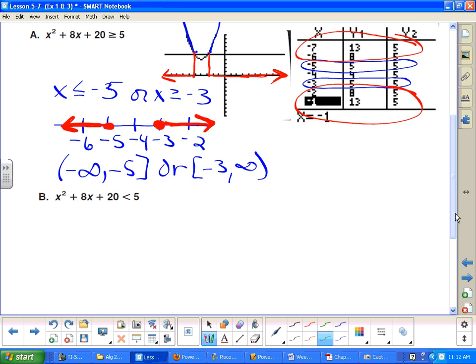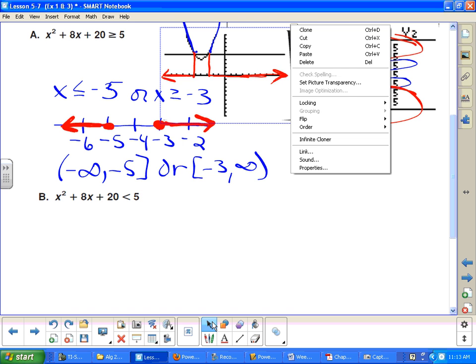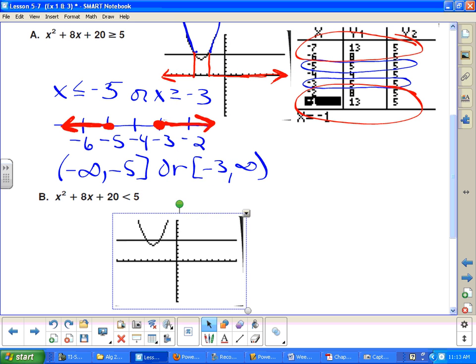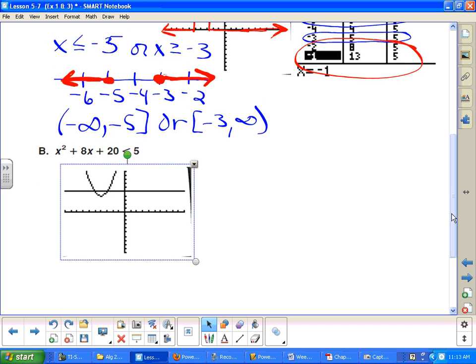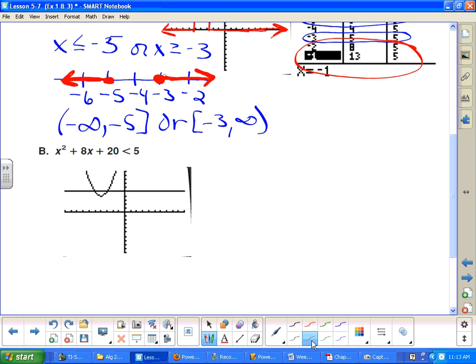Letter B, they're using the same inequality basically, except they're saying, okay, so when is it less than 5? So if I take my picture here, when is it less than 5 then? It's less than 5 when it's below the line, okay? And it's below the line between those 2 points.